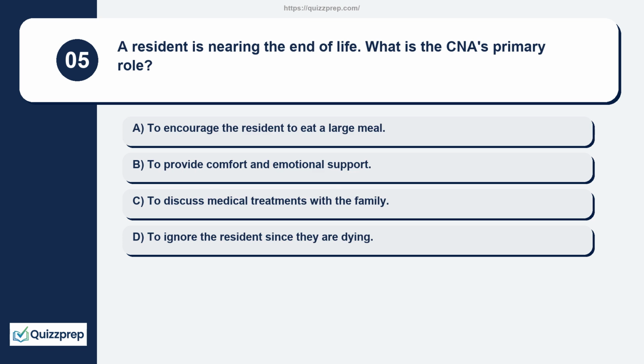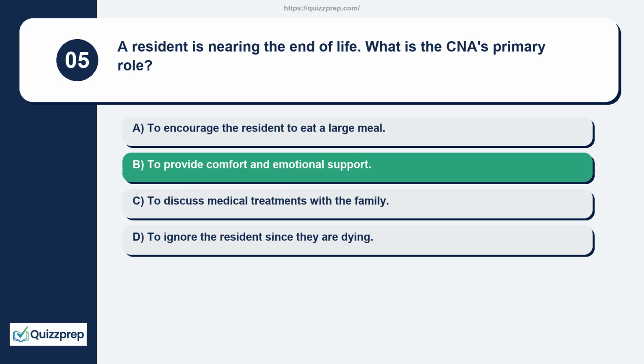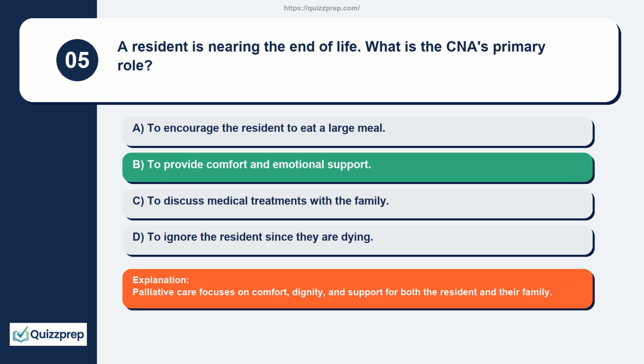Question 5. A resident is nearing the end of life. What is the CNA's primary role? To encourage the resident to eat a large meal, to provide comfort and emotional support, to discuss medical treatments with the family, to ignore the resident since they are dying? Palliative care focuses on comfort, dignity, and support for both the resident and their family.